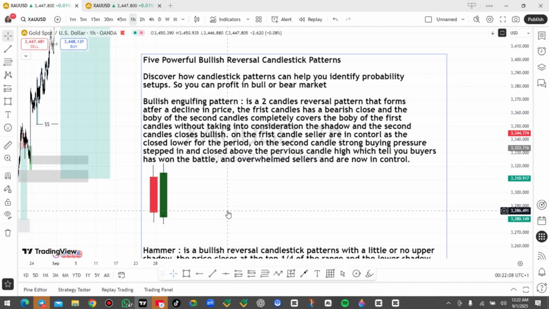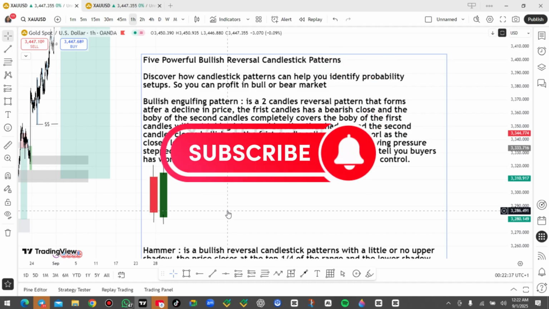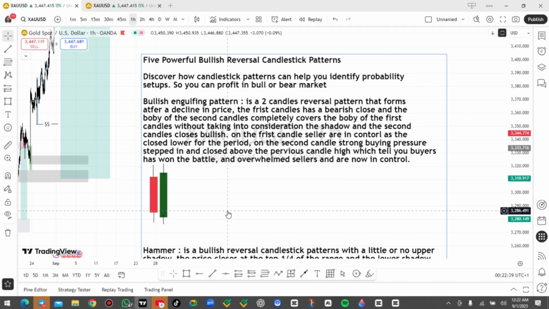In our last video, we talked about the importance of candlesticks in the life of every trader and why traders neglect candlesticks. In this video, I'll be sharing 5 powerful bullish reversal candlestick patterns that help every trader identify a profitable trade. Discover how candlestick patterns can help you identify probability setups so you can profit in either a bull market or a bear market.